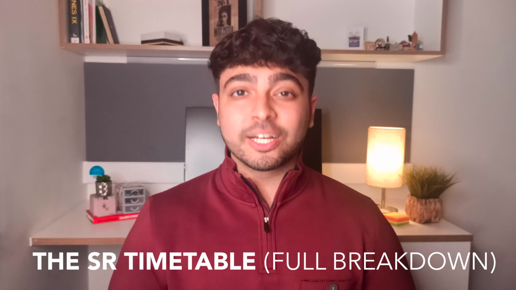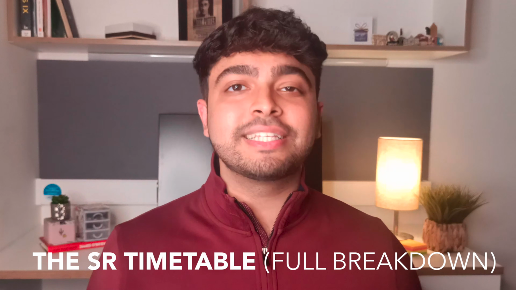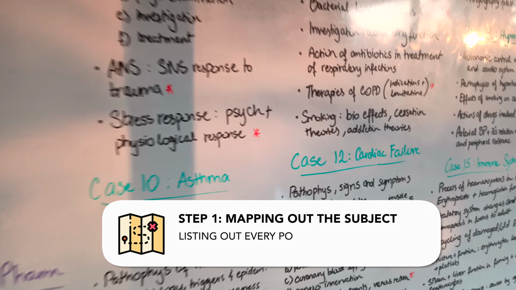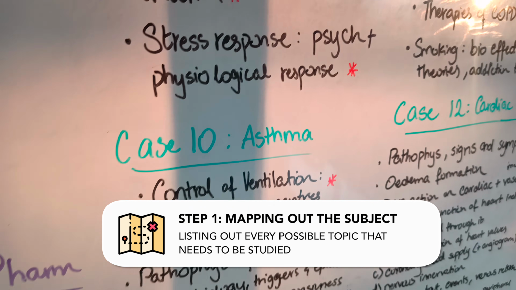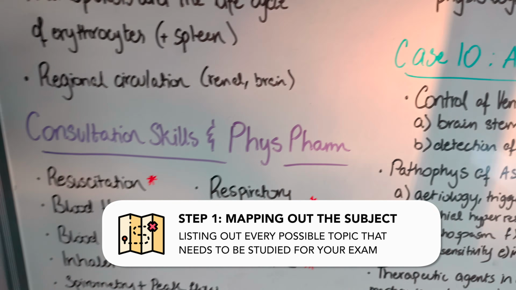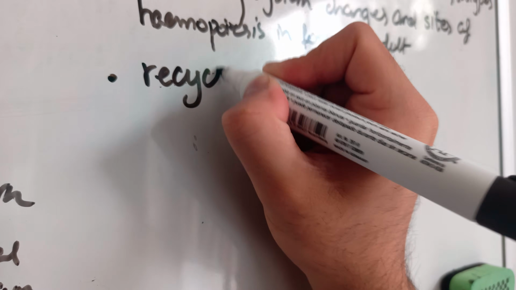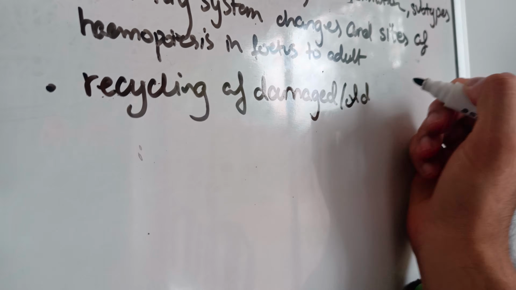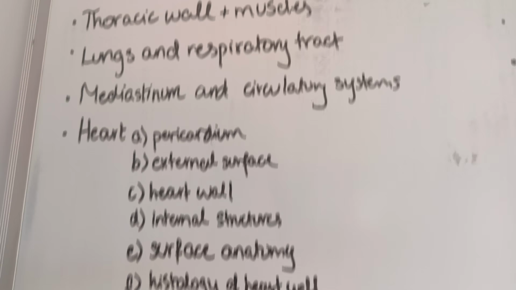Now, let's jump into the actual revision timetable. I'm going to try and break it down and be as specific as possible. Step 1 is mapping out the subject, listing out every single possible topic that needs to be studied for that exam. Literally add all the chapters and broad topics of your subject or module onto a paper or a board and list all the subtopics underneath them.